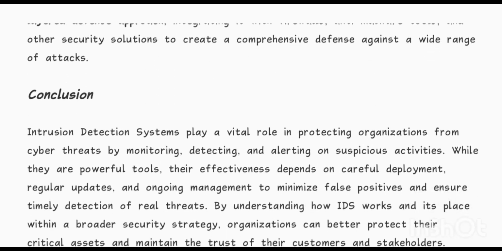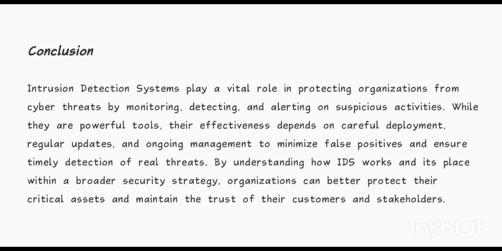Conclusion: intrusion detection systems play a vital role in protecting organizations from cyber threats by monitoring, detecting, and alerting on suspicious activities. While they are powerful tools, their effectiveness depends on careful deployment, regular updates, and ongoing management to minimize false positives and ensure timely detection of real threats.